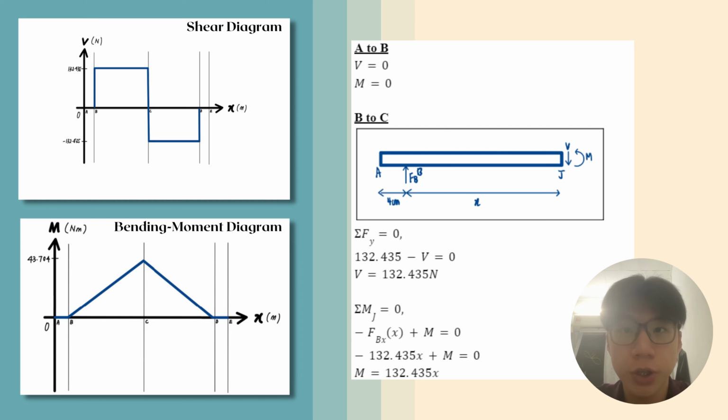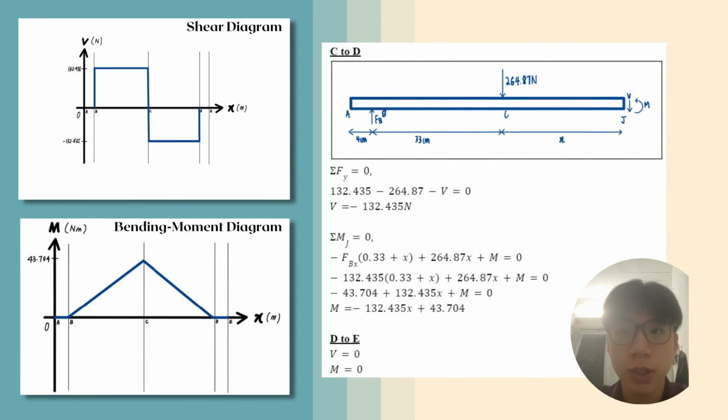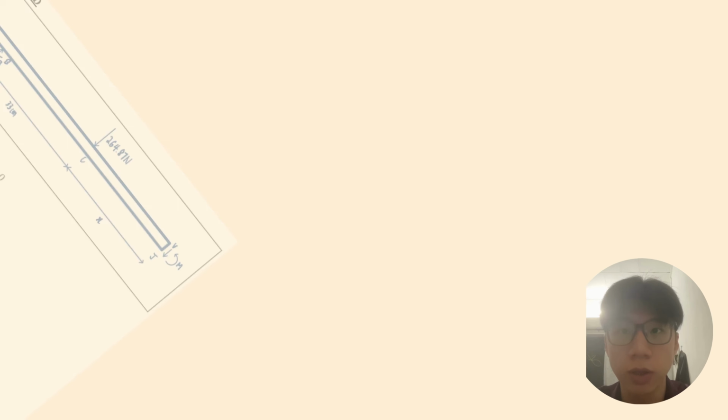Now we can draw the shear and bending moment diagram from A to C. Then we repeat the same method to obtain the shear and bending moment equation from C to E. From C to D, the shear is equal to negative 132.435 Newton and the bending moment is equal to negative 132.435x plus 43.704, and we get 0 for both shear and bending moment from D to E.